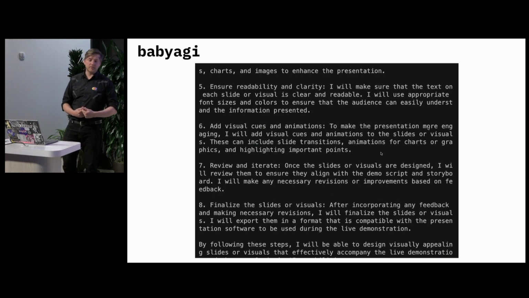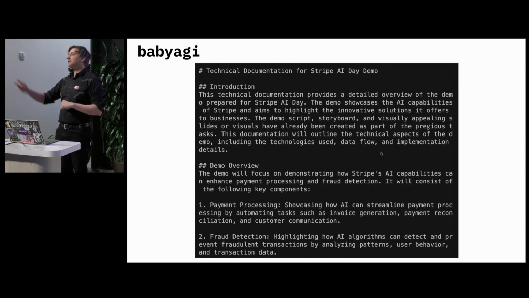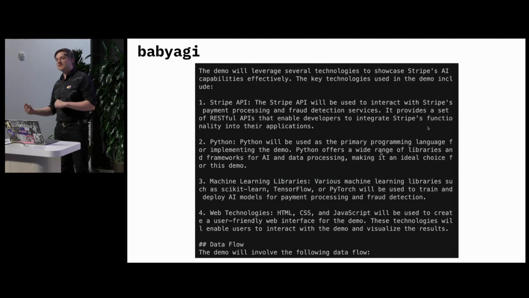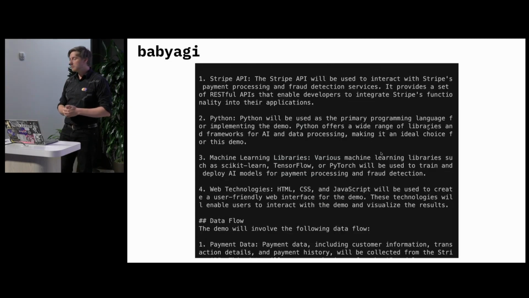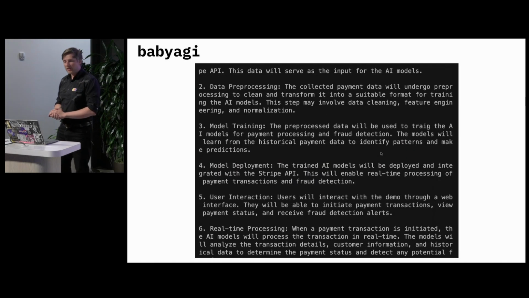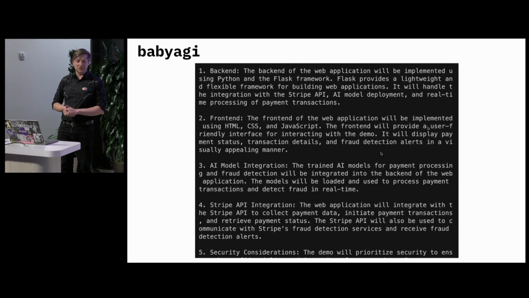a task list on the basis of that task, but it then stores what it decides to do on the basis of each task back into its knowledge base, generates new tasks, and nominally works towards solving the original problem that you gave it. Now, in this case, I asked it to come up with a demo for Stripe AI Demo Day, but it assumed I was a Stripe employee.